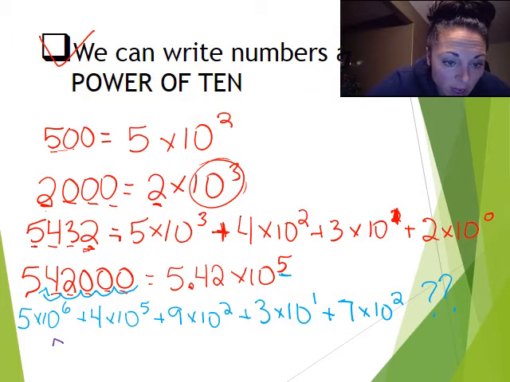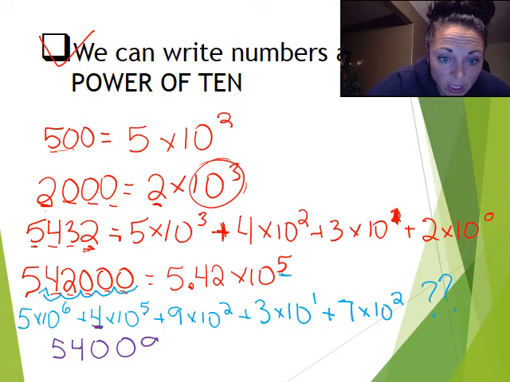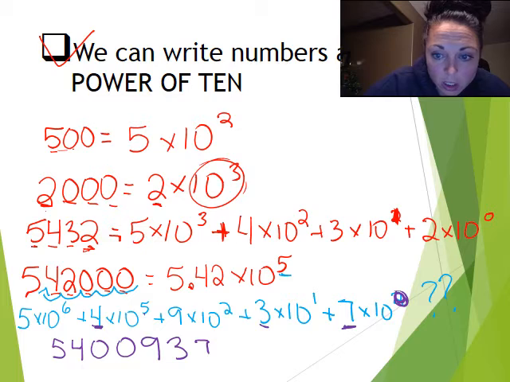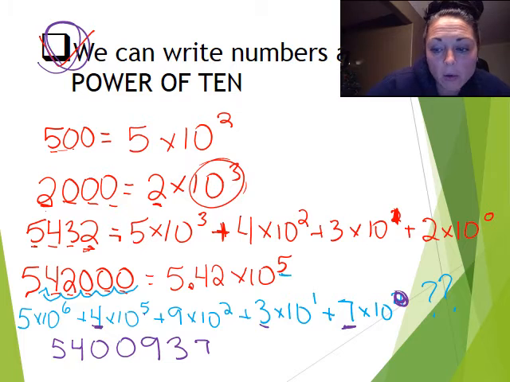Well, I would take 5, and how many place values are after it? 6. I have a 4 with 5 after it. How many do I have of 4? Any? None. 3? None. 2, I have a 9. 1, I have a 3. And 0, I have a 7. So you can do it either way of place value. So that is understanding the power of 10.